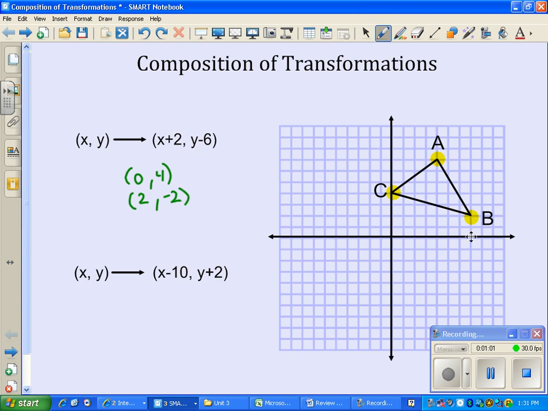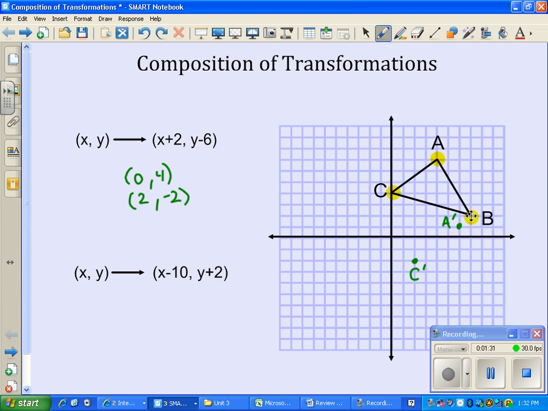So if you go over to the C and move it to the right 2, down 6, put your dot, you can see that's (2, -2), just like you showed over here. And we're going to label it. You want to label everything. That's C prime because we've moved it once. Once again, you're going to do that with the other letters. So you're going to move A 2 to the right, 6 down, and there is A prime. Once again, the same thing with B.